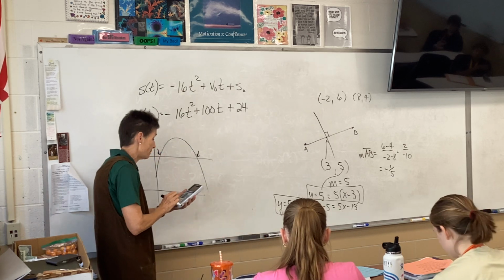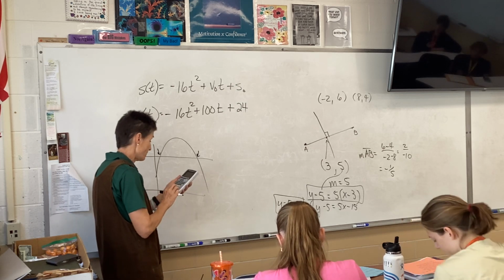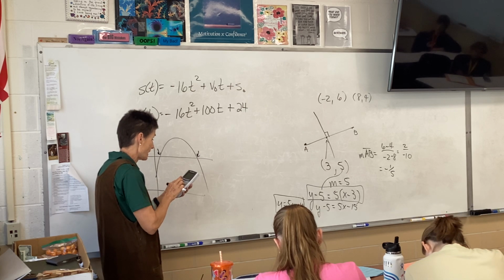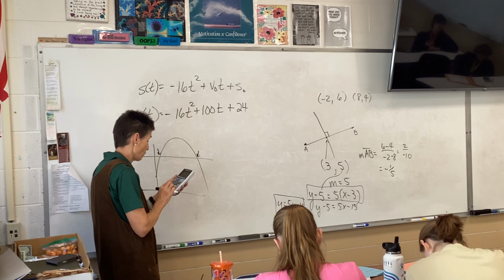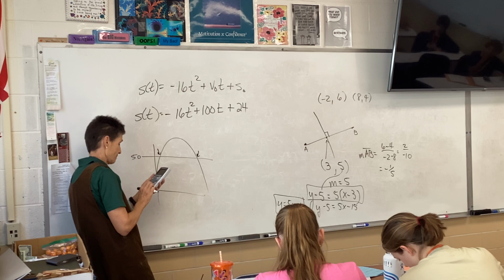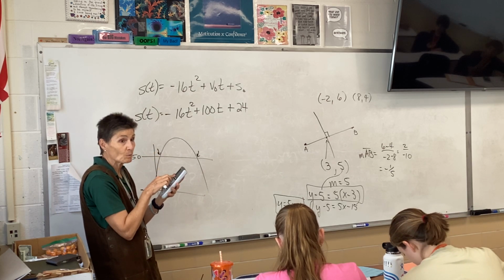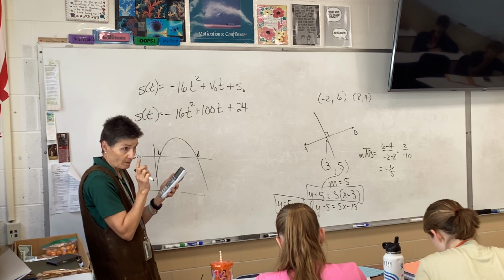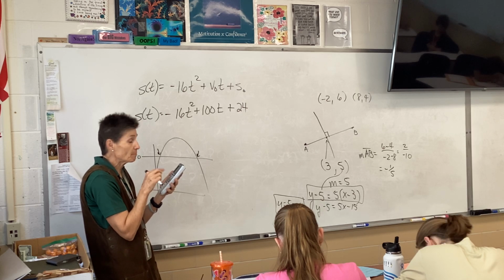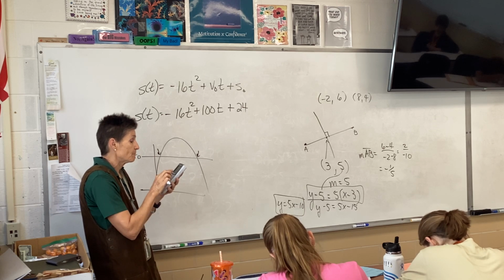So I'm going to clear out the old equations. Put in negative 16x squared plus 100x plus 24. And then my second equation is 50. Now, that means that I have to go to my window, right? And what does my y max have to be? Something more than 50, so maybe 70. Hit graph.